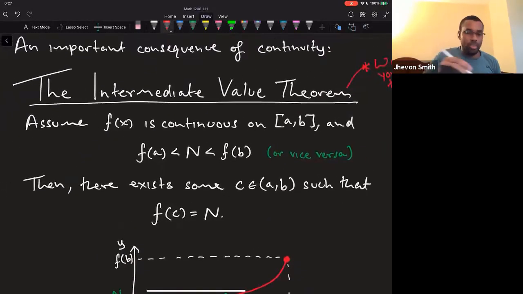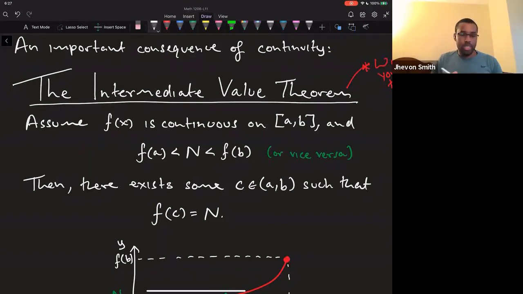So there's a super important theorem called the intermediate value theorem. And it's important for a lot of reasons. Are we going to use it later? I think we are going to use it later. But it's an important theorem. And basically, it talks about a nice property that continuous functions have.